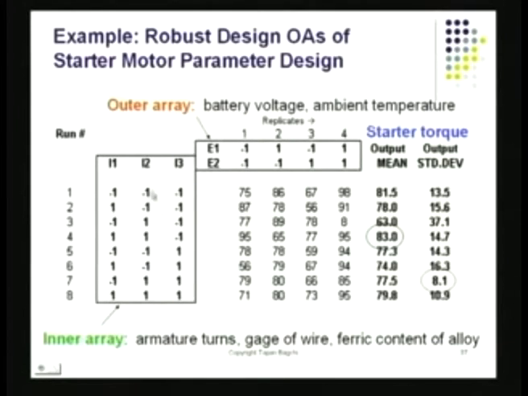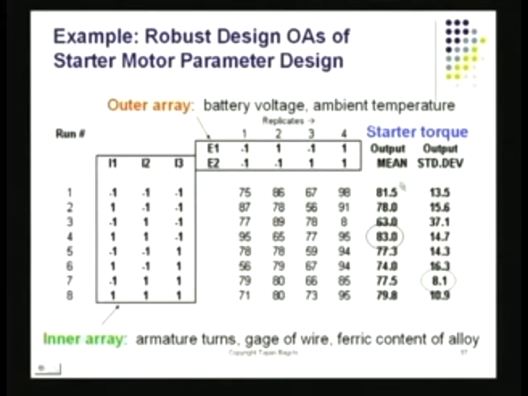I2 would be gauge of wire, also kept at low level, and the ferric content of the core was also kept at low level. They ran this trial and they made sure that while these results were evaluated, the prototype itself was subjected to these noise conditions. So I took the same thing and I measured its torque at these different conditions. Under certain conditions it gave me good torque, in certain conditions it gave me poor torque, and I calculated the mean of these responses for each of the noise settings and also the standard deviation of the responses.